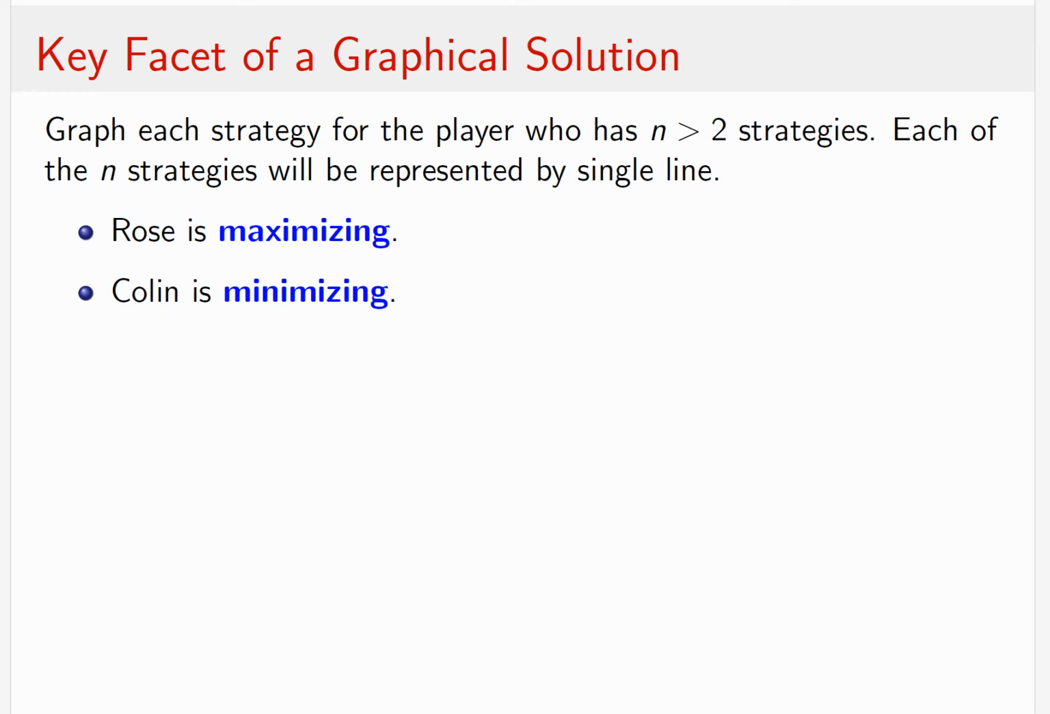Now, can they actually do that? Well, since they don't know the proportion of times that the opponent is going to play strategy A or strategy B, no, they can't do it exactly, but they'll attempt to do it.